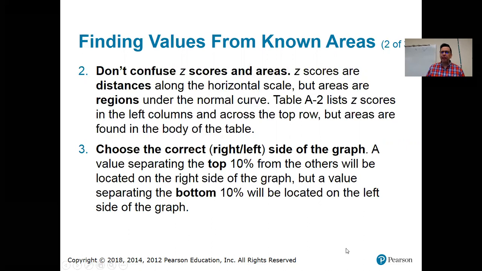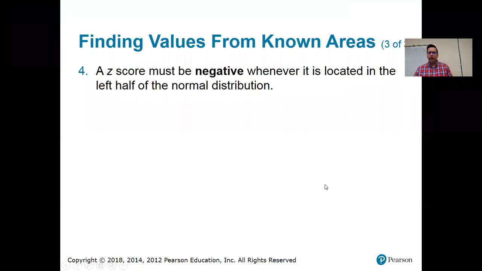Okay, and then make sure that you understand, are you working with the right side or the left side? The table only deals with the left side. So if you're doing a right side problem, your very first step should be to find the complement of that area, so that you know what area to look for in the table. Number 4, a z-score must be negative whenever it's located on the left side of your normal distribution. It has to be negative.